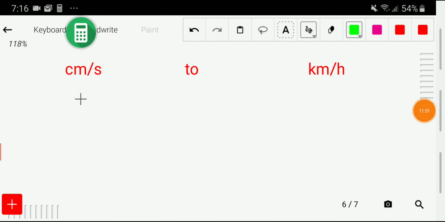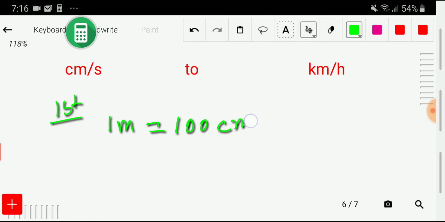Okay, now I am going to show the second way. Our second way consists of 3 steps. So in the first step, what will I do? I will write the equivalence between centimeter and kilometer, but unfortunately there is no equivalence between centimeter and kilometer, but we have the equivalence between meter and centimeter. 1 meter equals 100 centimeter.